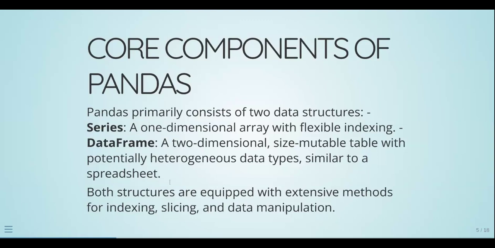Data frame is two-dimensional. It's not a single column, it's two-dimensional. It's also size mutable, so you can increase and reduce the size, and it can take heterogeneous data types. Some will be numbers, some will be letters, some will be integers, you can do booleans and the rest. And both structures have extensive methods that you can use on them. That's the whole point of pandas.